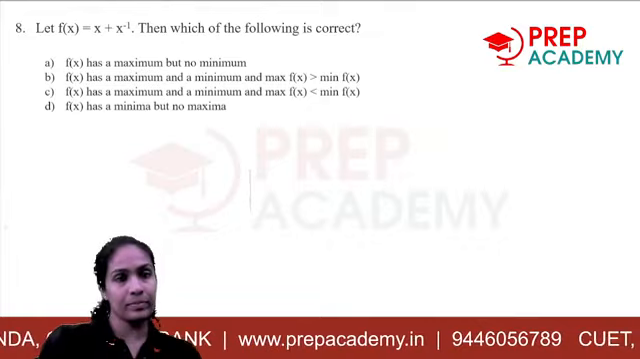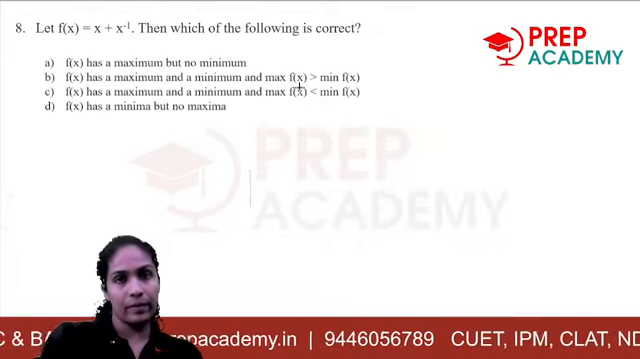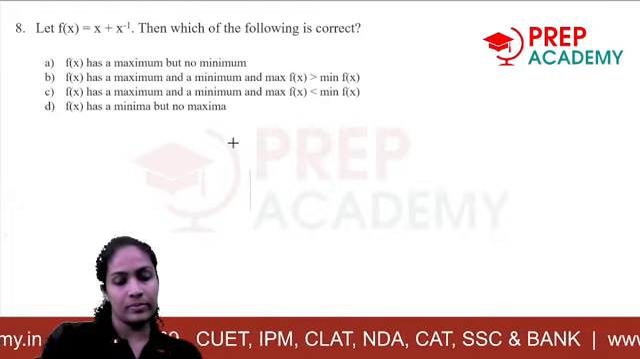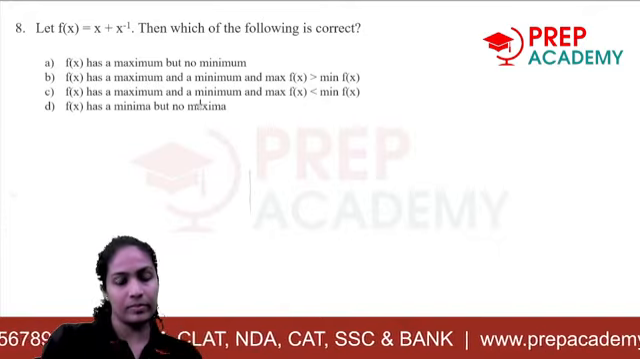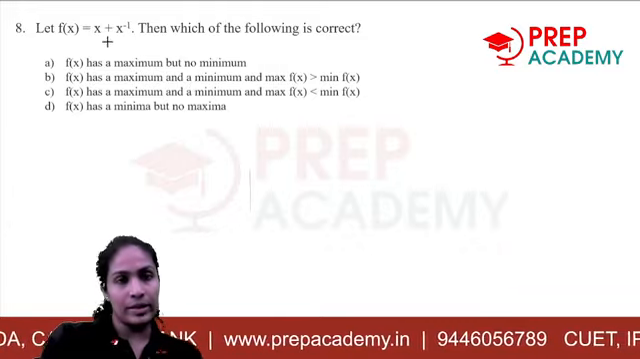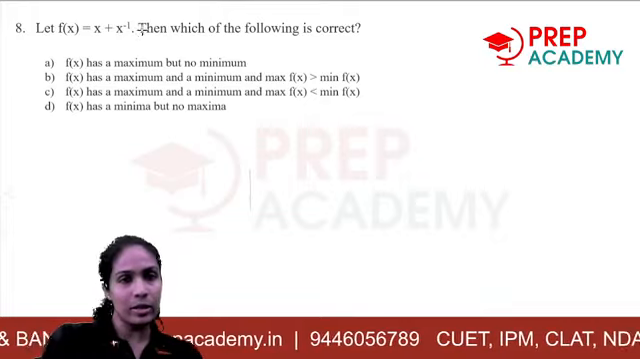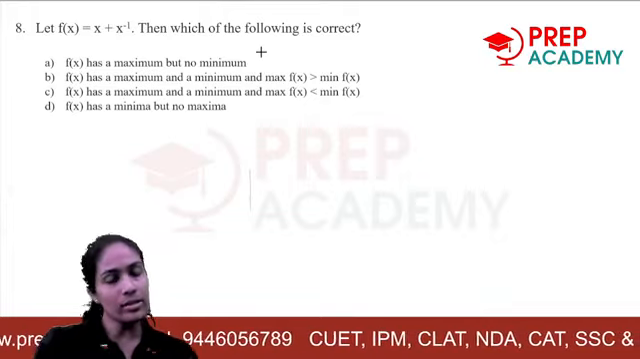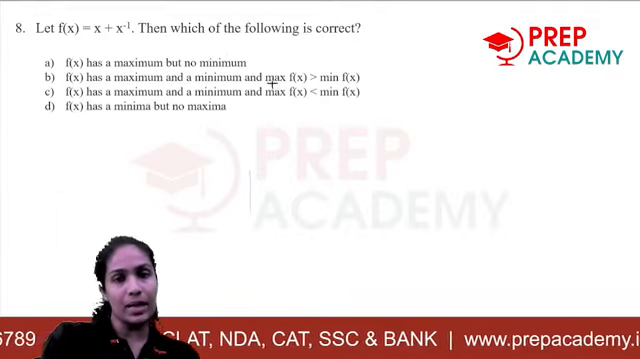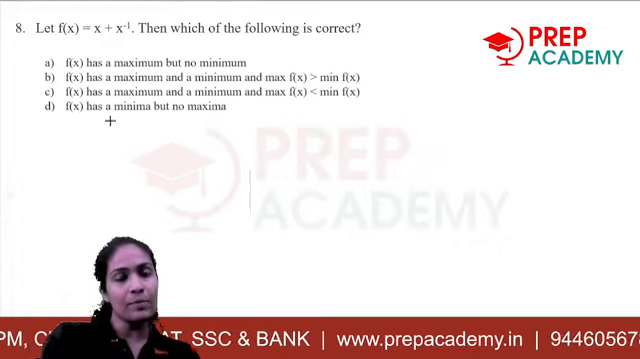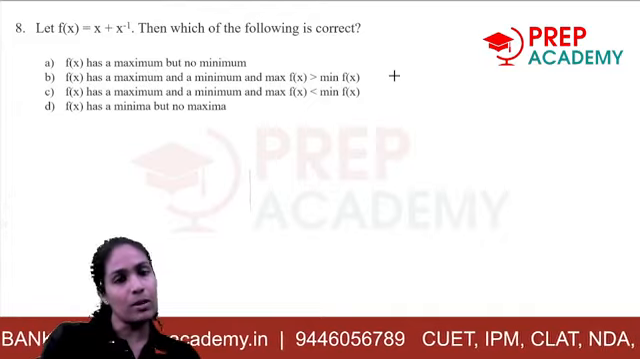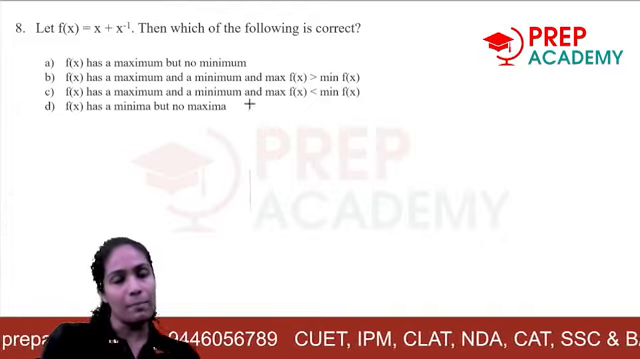Next question. Let f of x be equal to x plus x raised to minus 1. Then which of the following is correct? Option A: f of x has a maximum but not a minimum. Option B: f of x has a maximum and a minimum, and the maximum of f of x is greater than the minimum of f of x. Option C: f of x has a maximum and a minimum, and the maximum of f of x is less than the minimum of f of x. Option D: f of x has a minimum but no maximum.